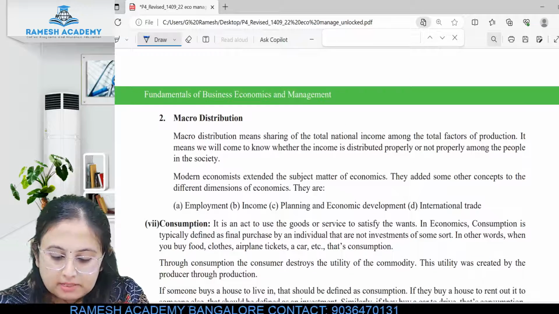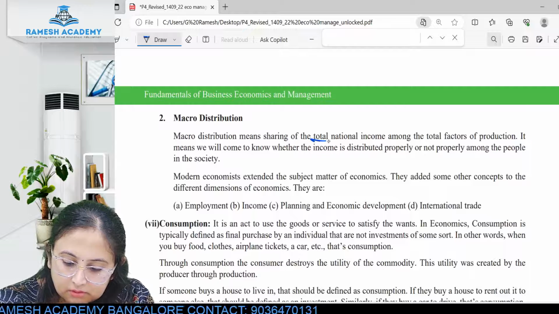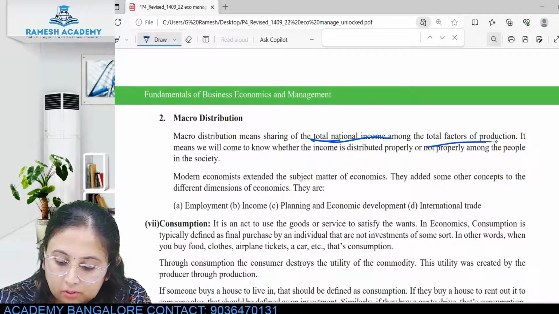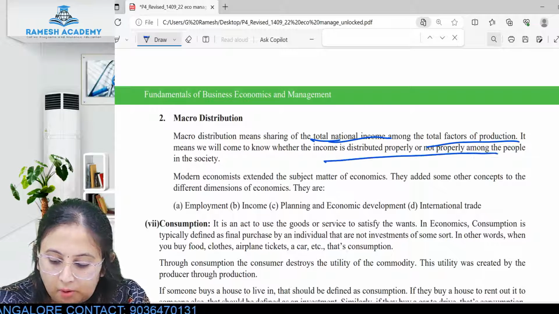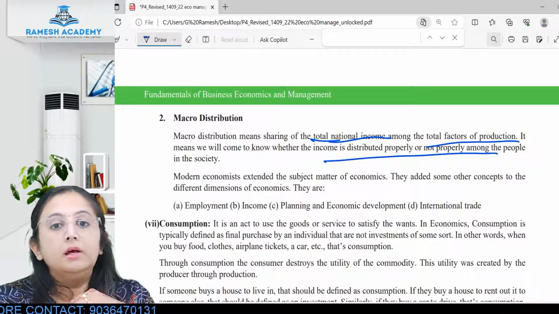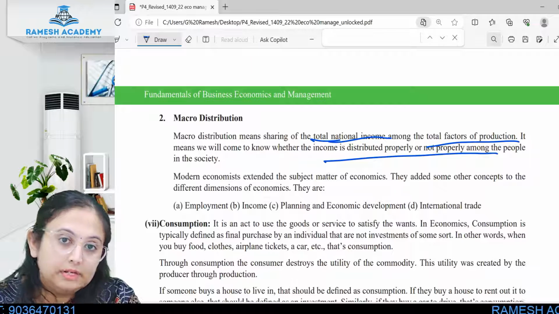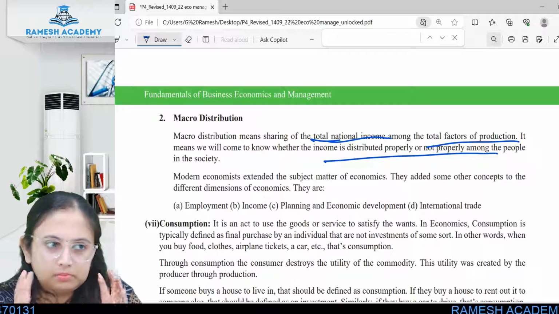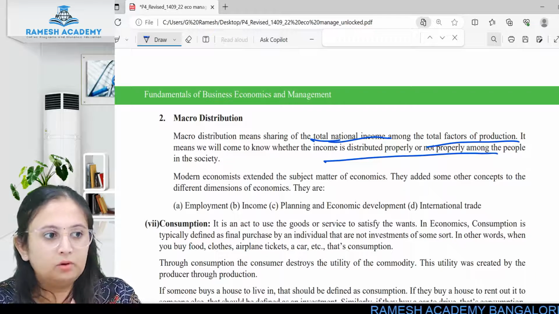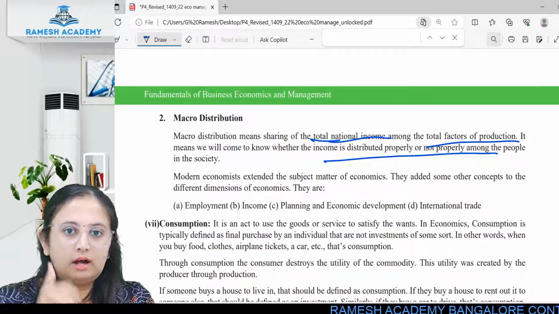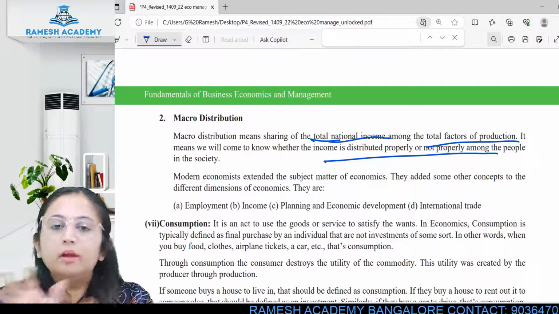Macro distribution means sharing of the total national income among the total factors of production. That means we will come to know whether income is distributed properly or not among the people. In micro distribution, we are only thinking about one particular industry or one single manufacturing unit or one business. Okay, I have earned this much money, 100 rupees I have got. In that, whether I properly distribute it to everybody.